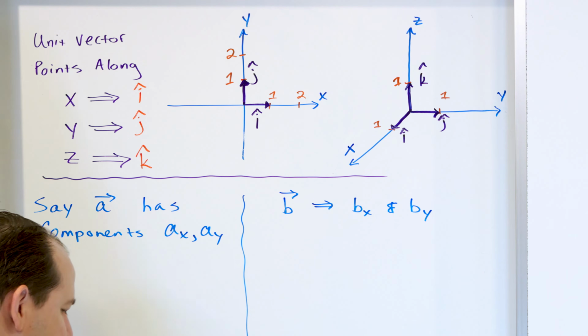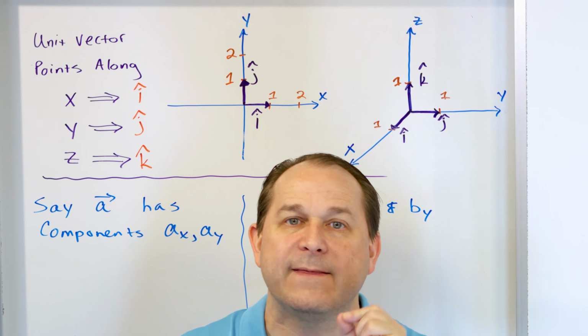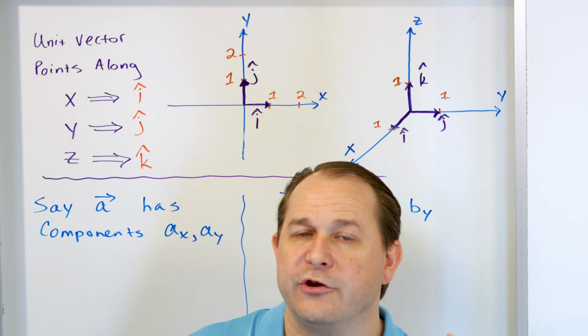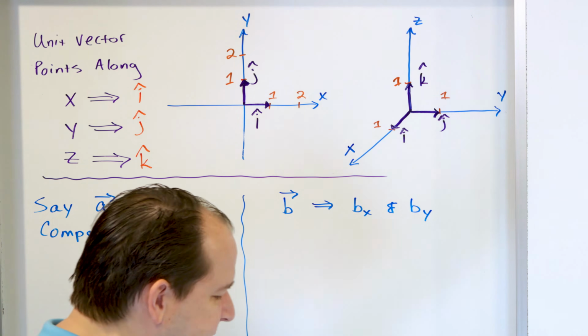Now, we've already learned how to write these components down. Usually what we do is we just say A x equals something and A y equals something. We just write it down. But there is a way to write down the mathematical representation of the full vector using unit vectors and components in the proper way. Here's how we write it down.